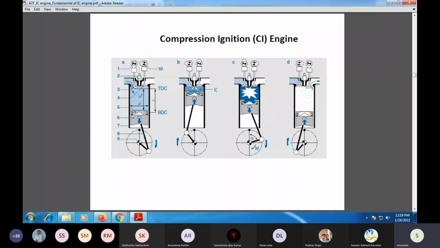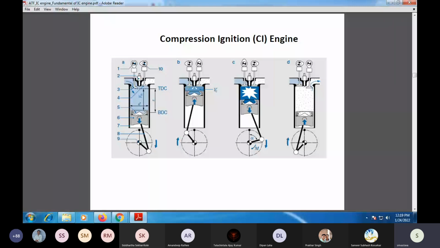So with a compression ratio of around 17 or 17.5, take gamma equal to 1.3 or 1.35 and P1 equal to 1, then you will find the end pressure. At the end of the compression stroke, the pressure comes to something around 45 bar, and you can also calculate the temperature. So now you can see that at the end of the compression stroke, the pressure and the temperature inside the combustion chamber will be very high.